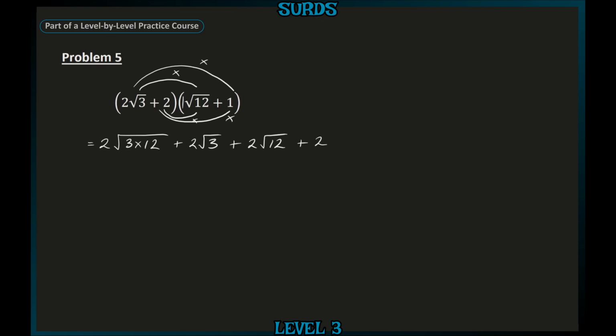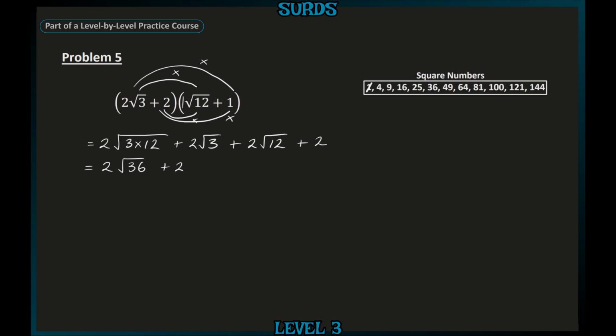Now looking at the first term, we can simplify the surd by multiplying together 3 and 12, and 3 times 12 is 36. So we get 2 root 36. Now looking at our list of square numbers, we can't simplify 2 root 3 anymore, so this just stays as 2 root 3, but 2 root 12 we can, because we can divide 12 by 4, which is a square number. So 2 root 12 becomes plus 2 root 4, and because 4 times 3 is 12, we have a root 3 after it, and then a plus 2 on the end.